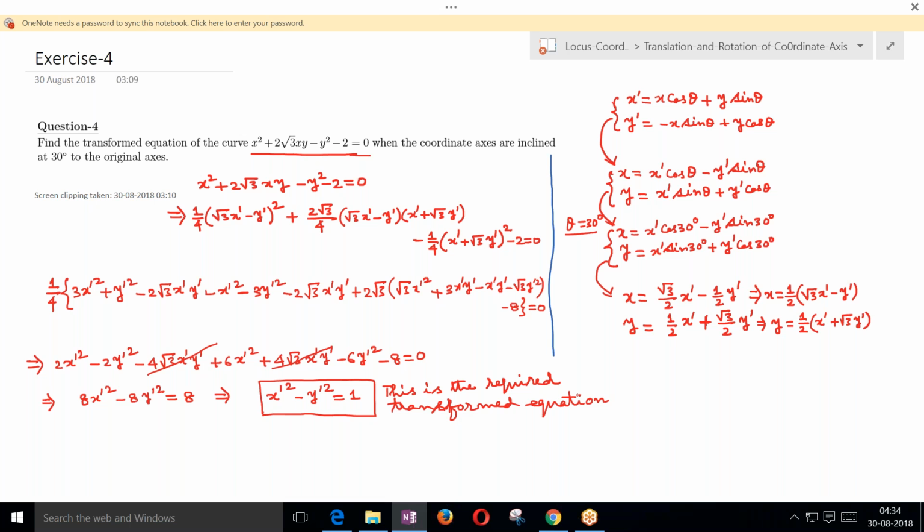So any doubt, please do let me know. Anyway, fine then, I'm going to give you the next exercise, and you need to solve it and let me know your solution. So here it is.